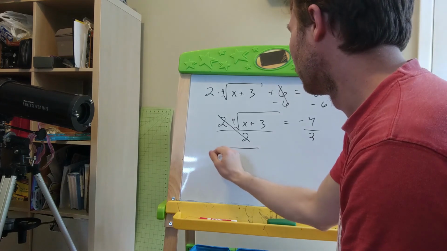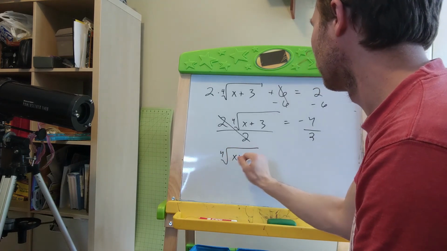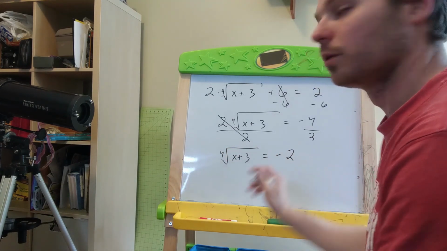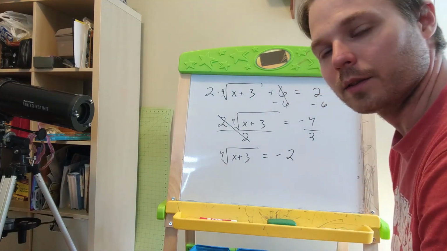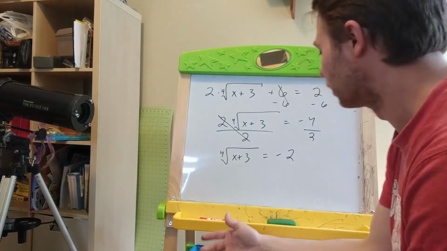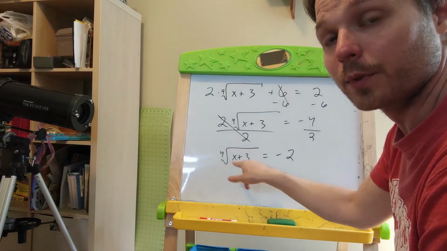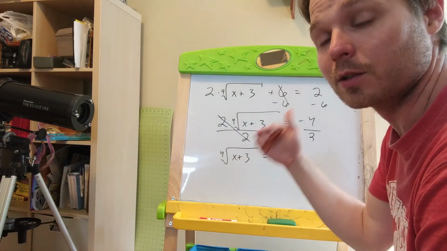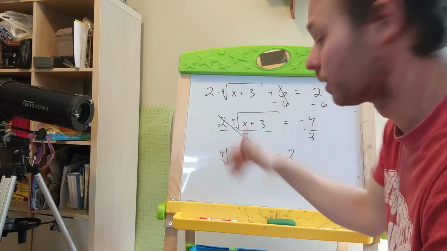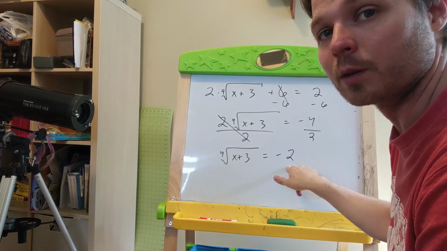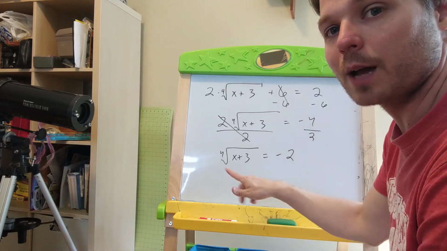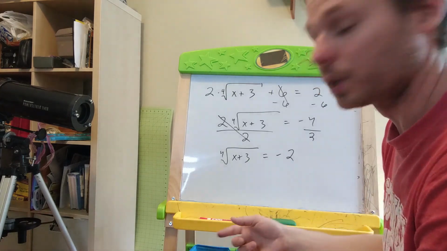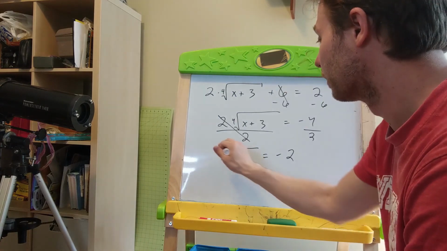All right, so I'm going to get the fourth root of x plus 3 is equal to negative 2. Now at this point, if you're good at these, you'll realize that this is going to lead us to no solution. Because the range of the fourth root function is only 0 and positive numbers. So there's no way you're going to get a negative number out of the fourth root. Now, if you recognize that, great. You can stop here and say that there's no solution. But let's say you don't recognize that and you keep going.